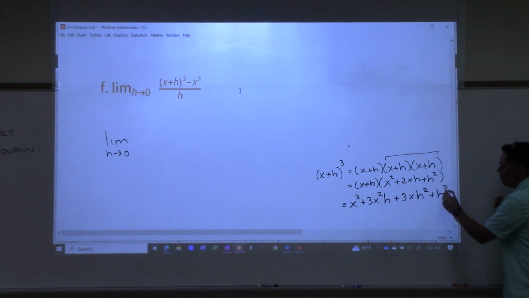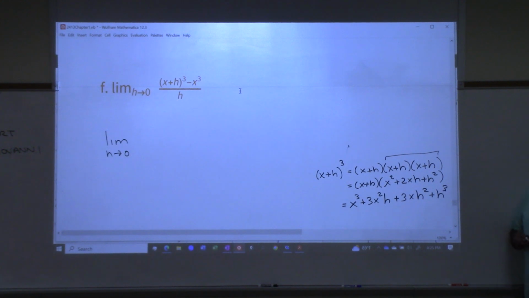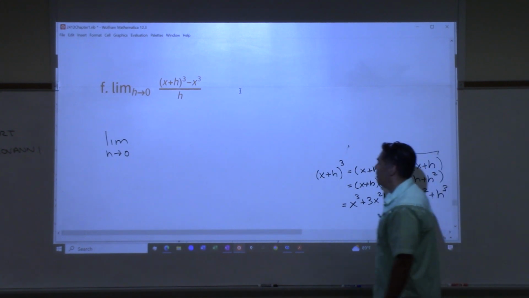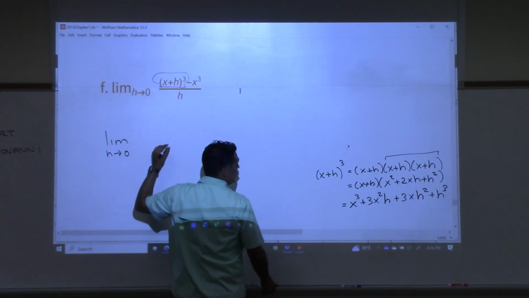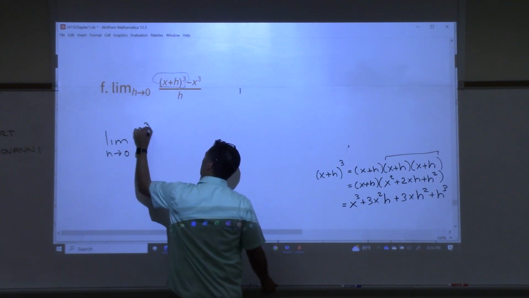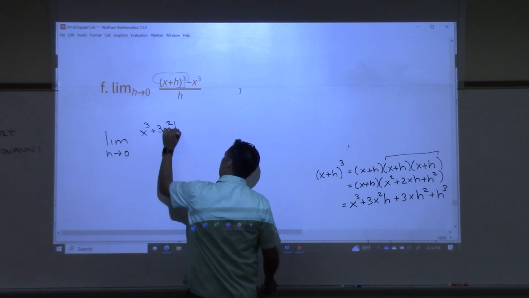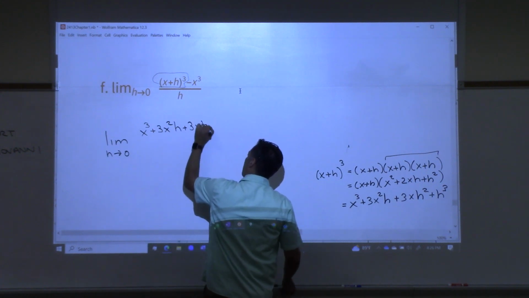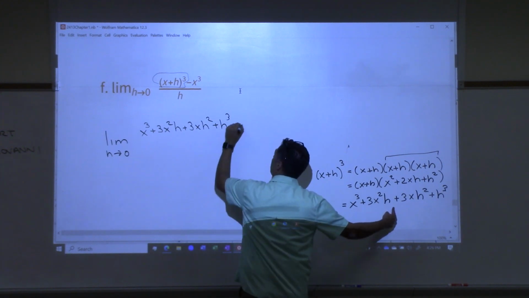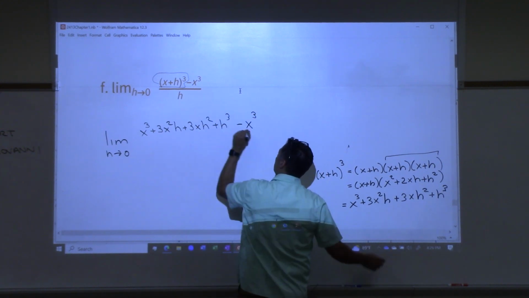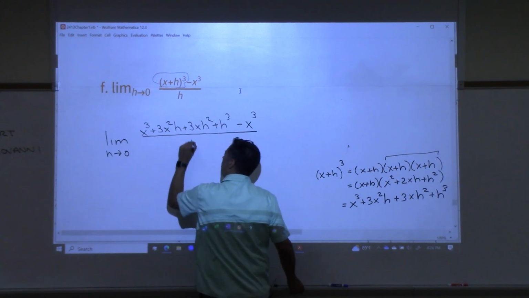That's what would happen if you multiplied that all together. I realize I'm skipping that work, so if you want to go through that, get with me or get with the tutor, and we can get that cleared up. But that's what the top left of this becomes: x cubed plus 3x squared h plus 3xh squared plus h cubed. Then minus x cubed was still up there, and then all over h.